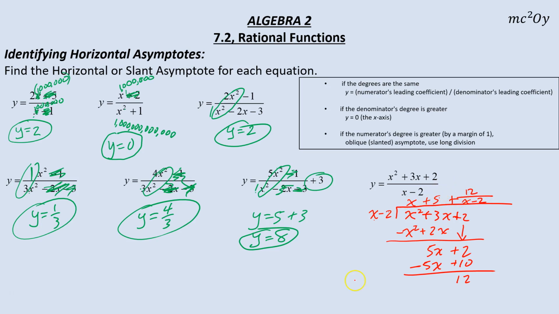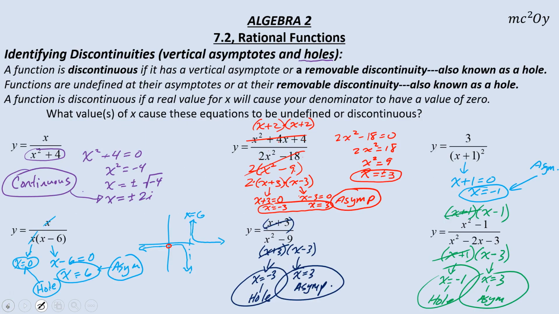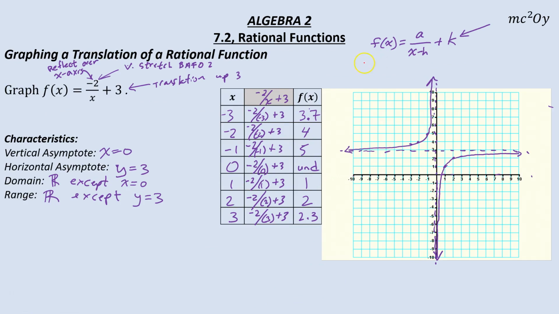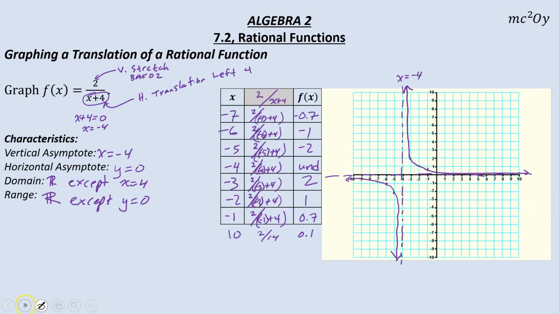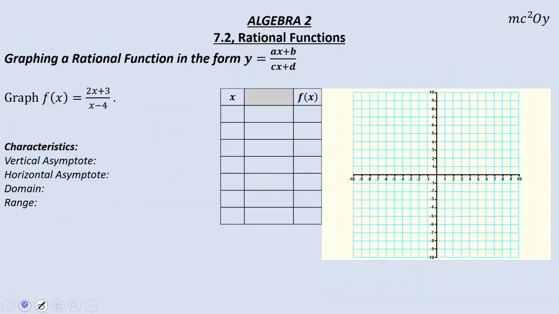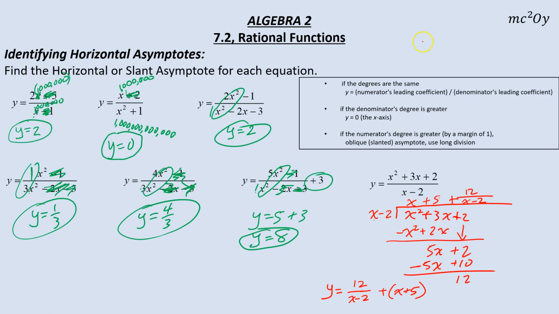If I rewrite this in terms of y, I'm going to say y equals, and I'm going to put the 12 over x minus 2 first, and then plus x plus 5. Now remember, I mentioned my transformation form here earlier. Well, that form is what I'm going to use when I'm talking about this.